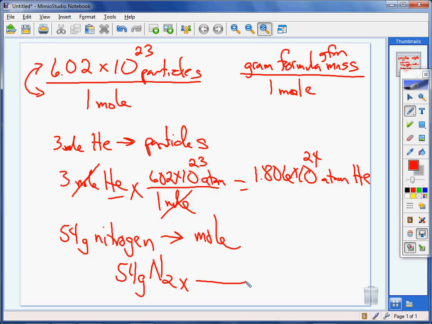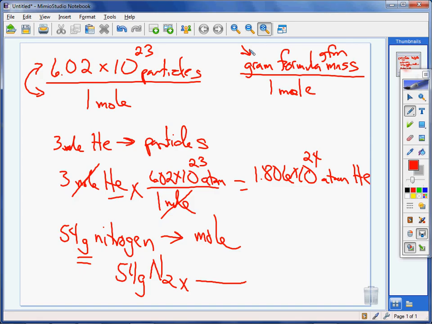Which one of the two conversions are we going to use in this case? This one. Why would you want to use the GFM one? Because we're trying to solve for a mole, right? But we've got grams. That's your hint right there. We're going to have to use that particular conversion. The other one was moles and particles. First conversion was moles and particles, right? So we're using the second one.